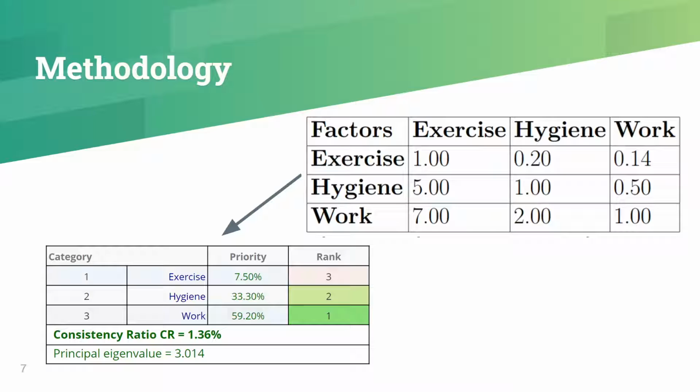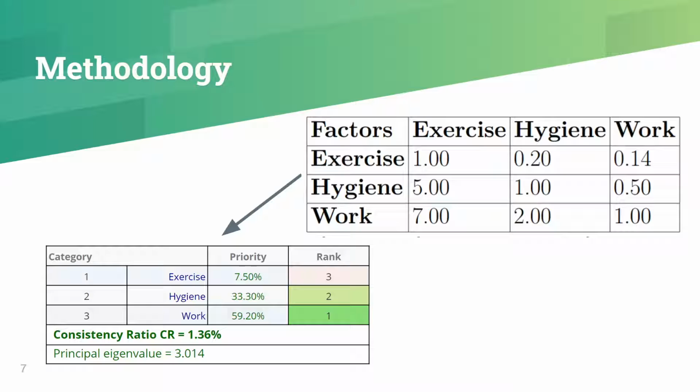Next, once a comparison matrix is created, we can then calculate the principal eigenvalue, which is the eigenvalue of the matrix with the largest absolute value, along with its corresponding eigenvector. After normalizing this eigenvector, we obtain the priority vector of the matrix, which signifies the relative importance of each factor.